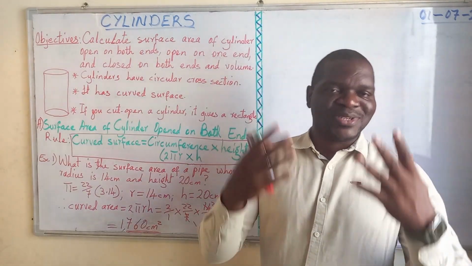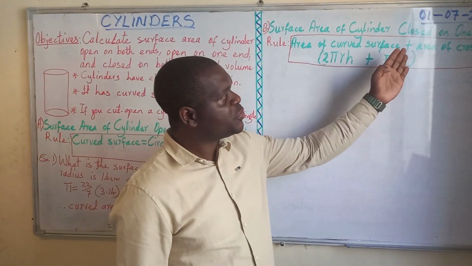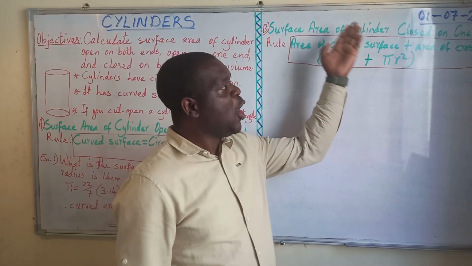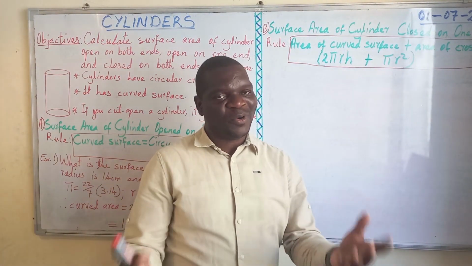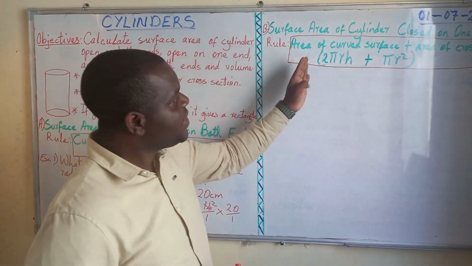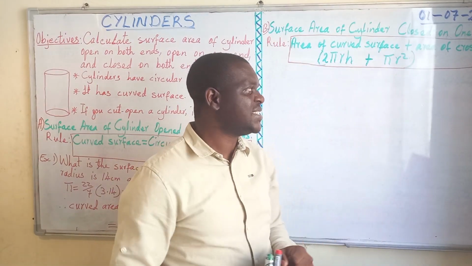Now let's move on to the second aspect. B, surface area of cylinder closed on one end. In other words, surface area of cylinder opened on one end. All is the same, so don't get confused. Now the rule says area of curved surface plus area of cross section. This is very simple to understand.